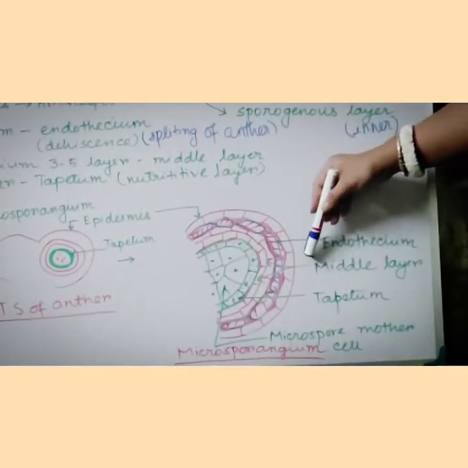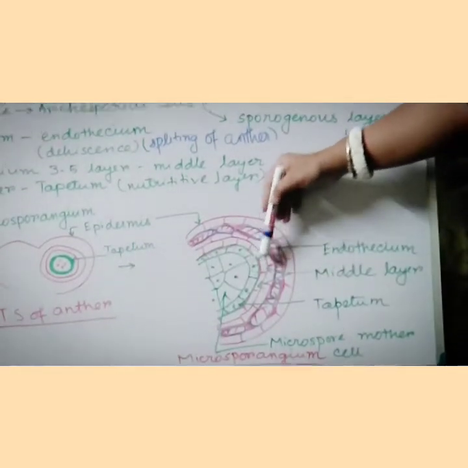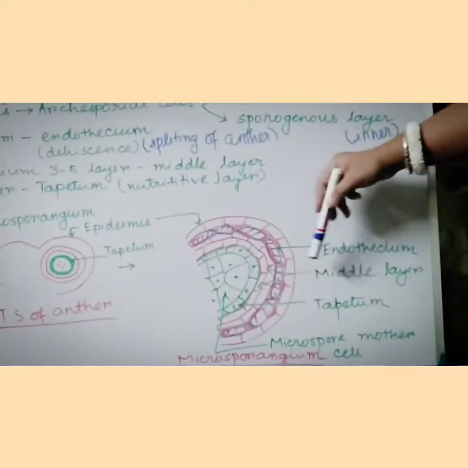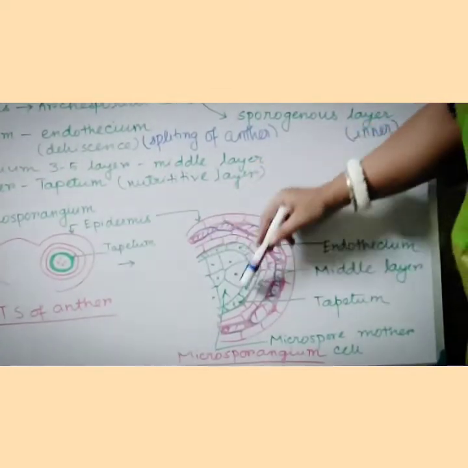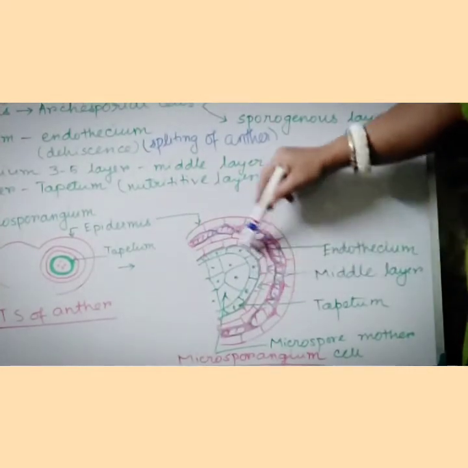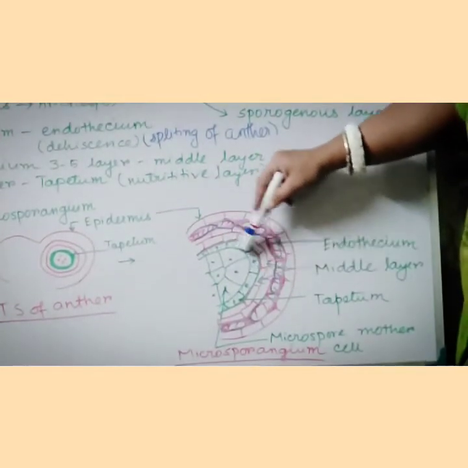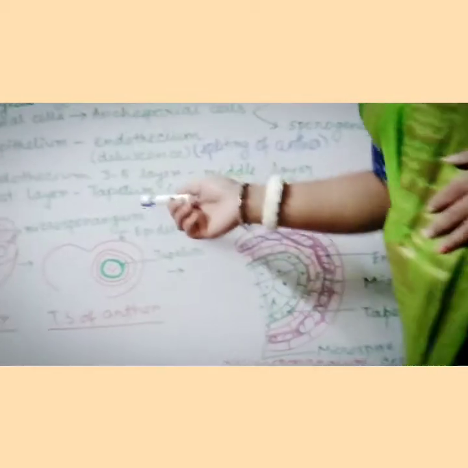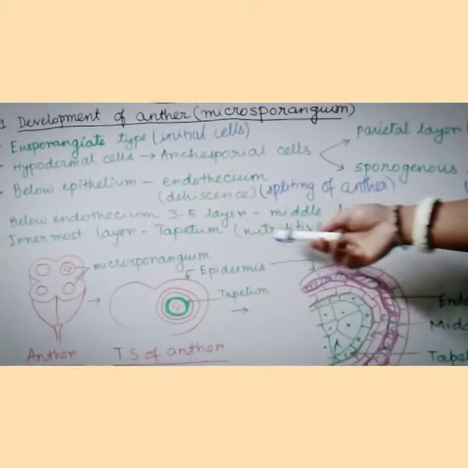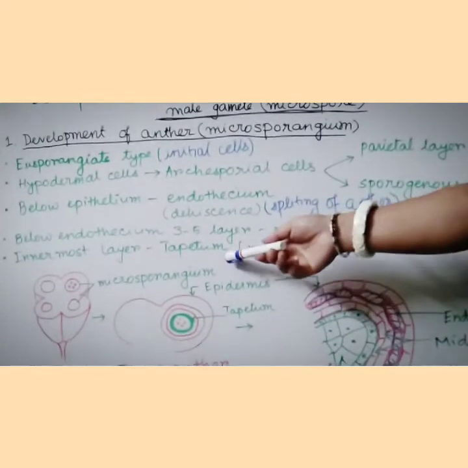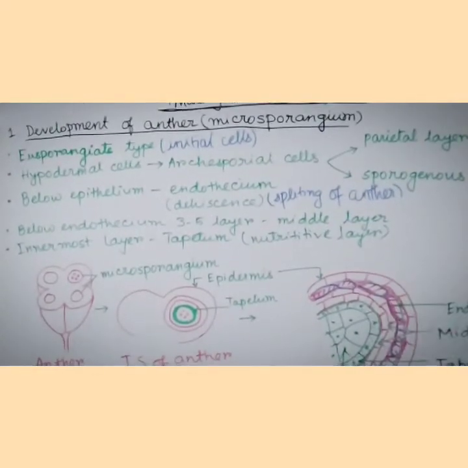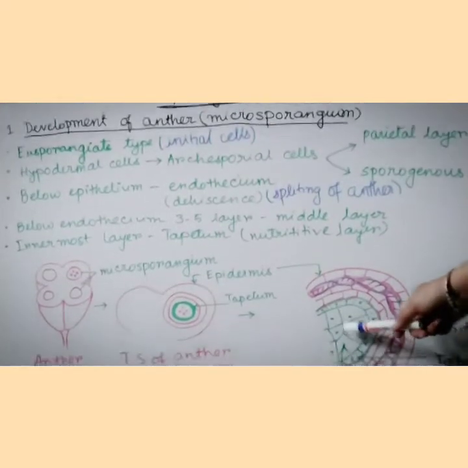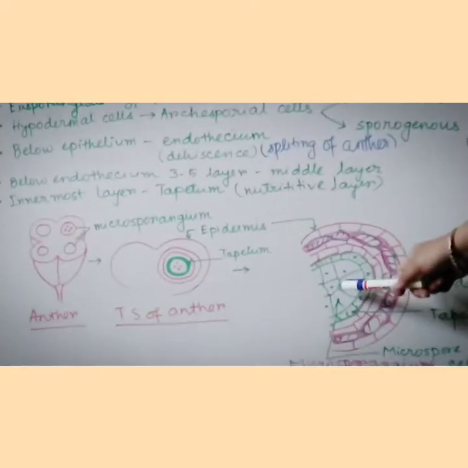Below the endothecium there are 3 to 5 layers. They are called middle layers. Below the middle layers another layer is there. This dotted, green colored structure I have drawn over here is the tapetum. What is the role of tapetum? Tapetum is a nutritive layer. It provides nourishment to the microspore mother cells. Then below it there are microspore mother cells.